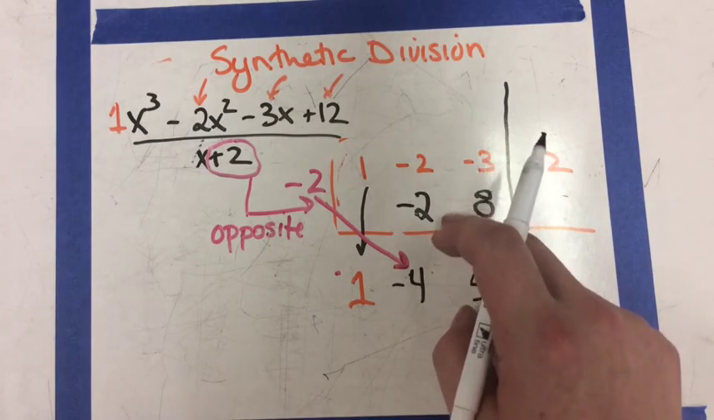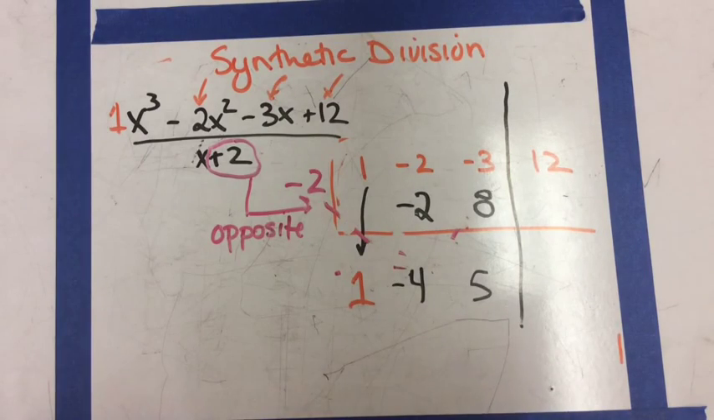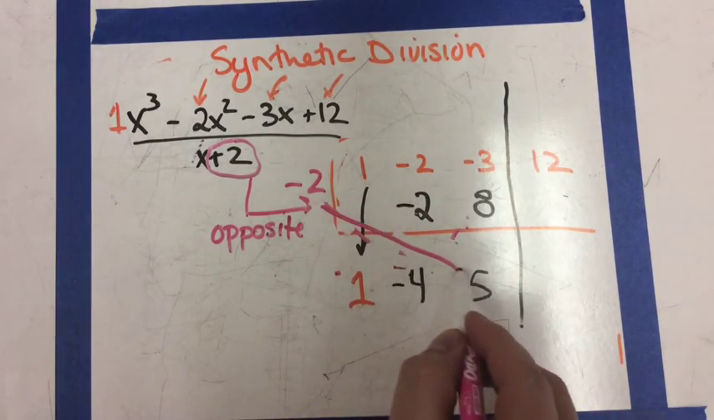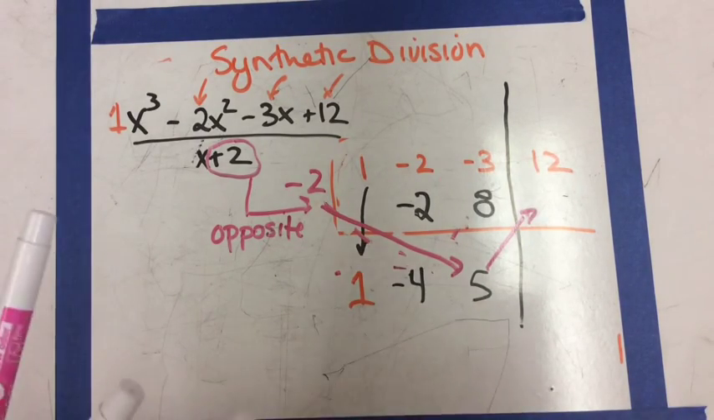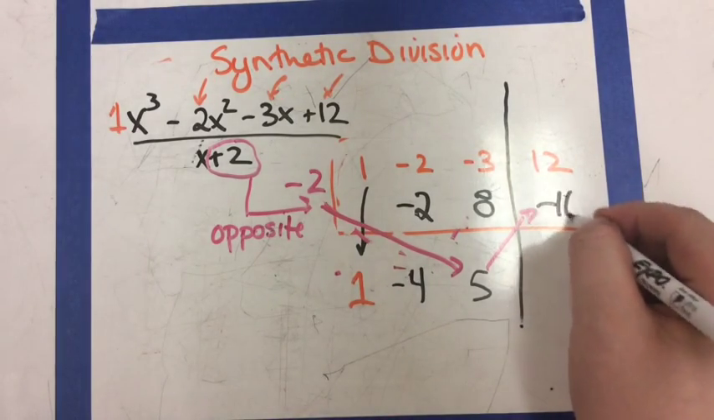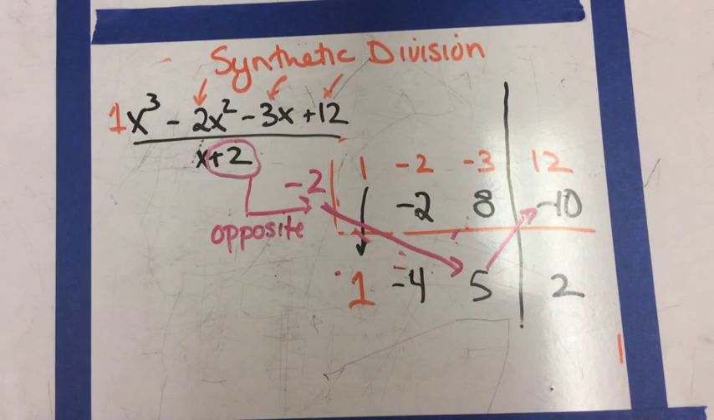Okay, and I'll come back here, take out my arrows. And then the last thing to do is, I'm sure you guessed it already, is to do -2 times 5, and then this number goes right here. So -2 times 5 is -10. We're going to add the two numbers, and that gives us +2. We have completed our synthetic division.